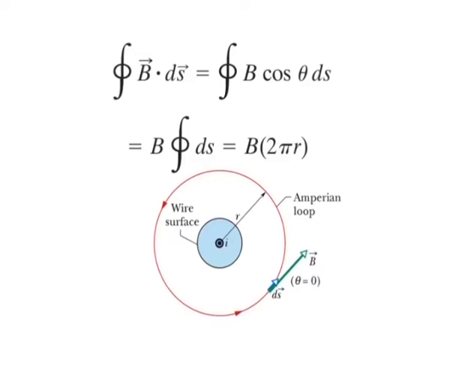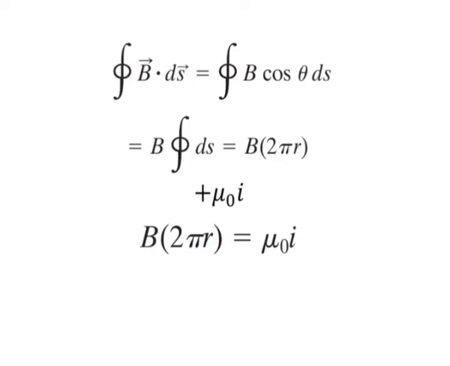Our right hand rule gives us a plus sign for the current in the figure. The right side of Ampere's law becomes plus mu 0 into I, and we then have B into 2 pi r is equal to mu 0 into I, or B is equal to mu 0 I divided by 2 pi r.